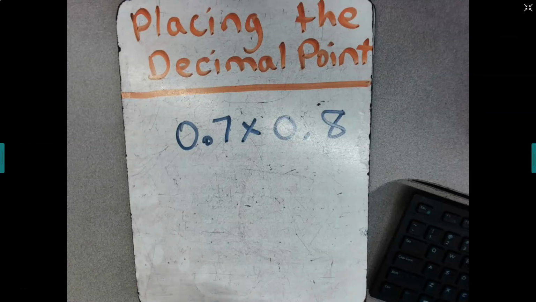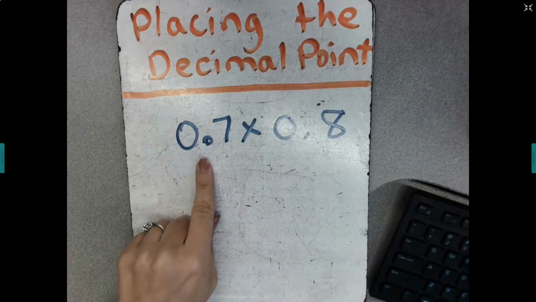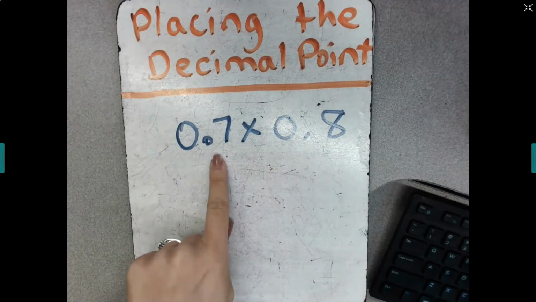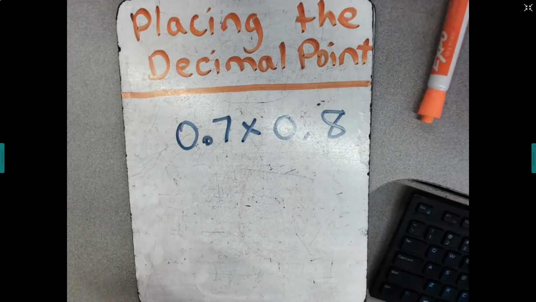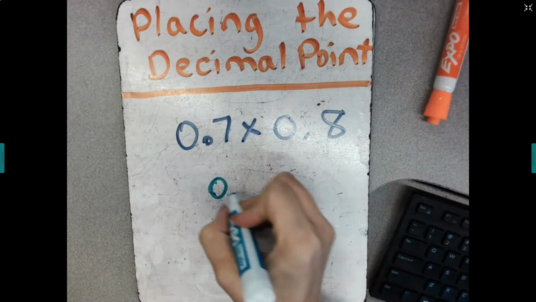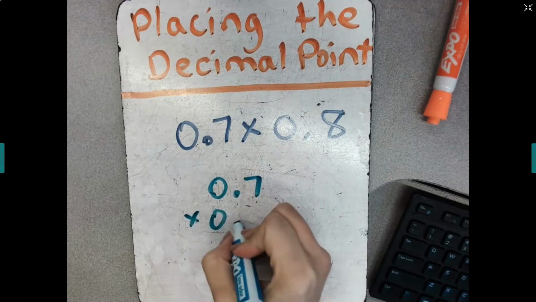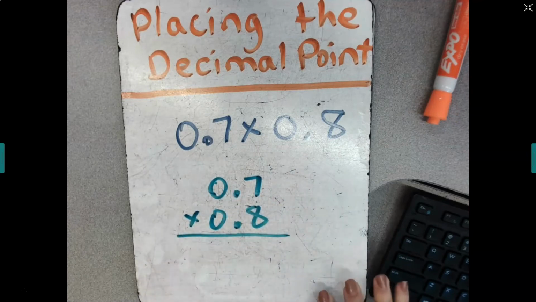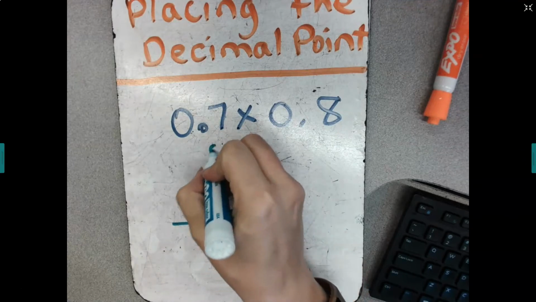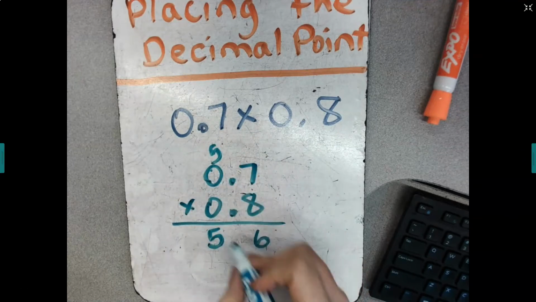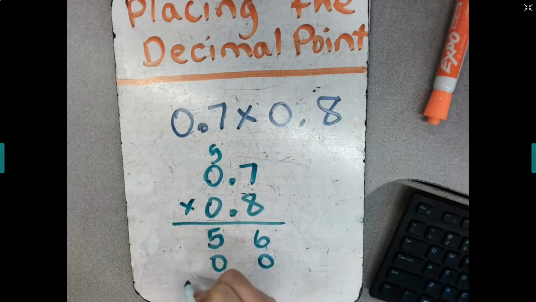Okay, so let's talk about placing the decimal point in a multiplication problem. I've got 7/10 times 8/10, or 0.7 times 0.8 here. I'm going to go ahead and line this up. With numbers like these, this is not absolutely necessary, but if you'd like to do it this way, you can. I've got 56 here, and then my next row is going to be zeros.